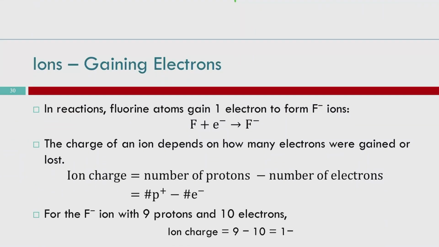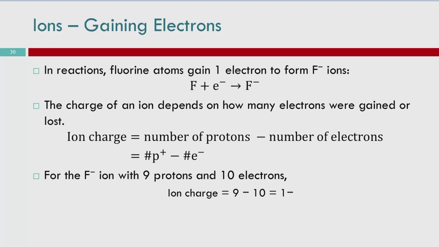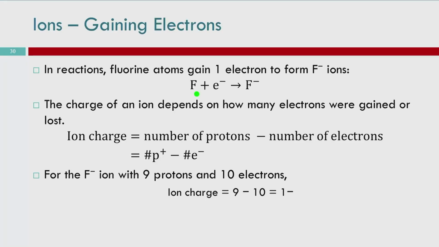We can also gain electrons if we're a nonmetal. Nonmetals tend to gain electrons. So for example, fluorine can gain 1 electron. Fluorine plus an electron goes to F minus. If we have a charge of 1, we typically just omit the 1, which is a common theme. Again, the charge of the ion depends on how many electrons were gained or lost. If you gain an electron, you gain a negative charge.